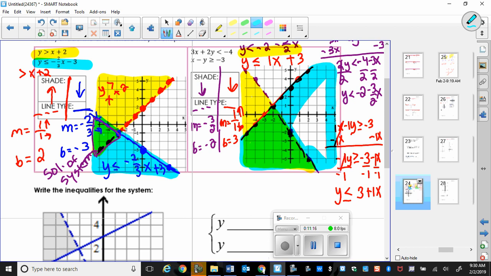I like this portion of any systems of equations the best because of the shading. It looks fancy and it looks fun.